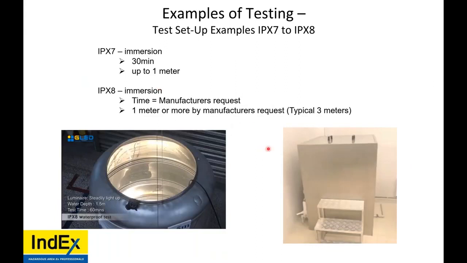So when we talk about IPX7 and X8, we are talking about, in simplistic terms, these are tubs. The device is turned on and is immersed for up to 30 minutes for IPX7, between 15 centimeters and 1 meter, while for IPX8, the time is dependent on the manufacturer's request and a depth of 1 meter or more by manufacturer's request, typically 3 meters. But once you start getting down to 10 meters, we start getting into the unit called atmospheres.